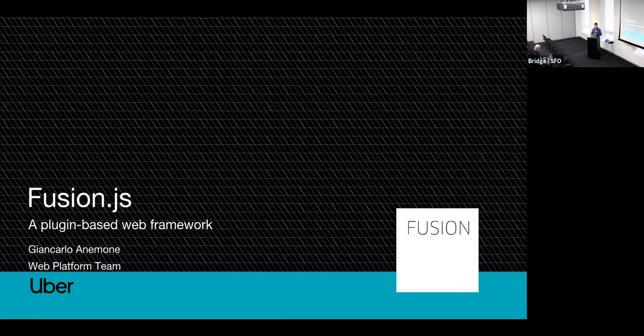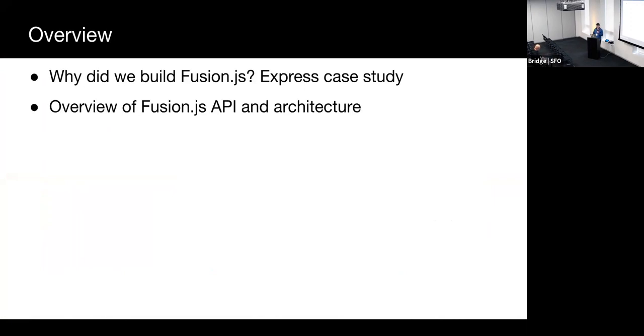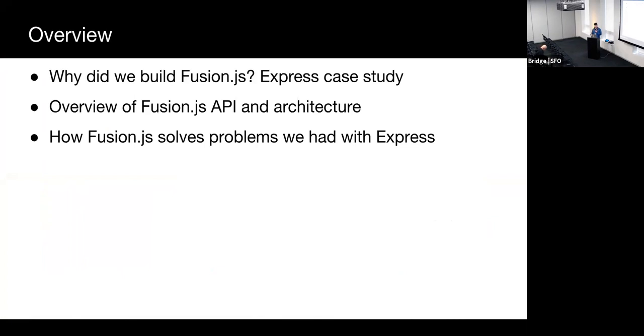And I'm going to talk about Fusion, which is a plugin-based web framework. So in this talk, we're going to first go over why we built Fusion, and we're going to use Express as a case study. Then we're going to talk about the overview of the Fusion API and architecture. And then we're going to go over how Fusion solves the problems that we had with Express.